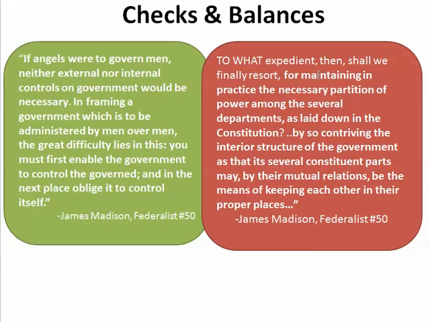So he says, to what expedient then shall we finally resort for maintaining in practice the necessary partition of power among the several departments as laid down in the Constitution, by so contriving the interior structure of the government as that its several constituent parts may, by their mutual relations, be the means of keeping each other in their proper places. He's talking about these separation of powers, checks and balances, keeping each one in their place so no one gets too powerful.